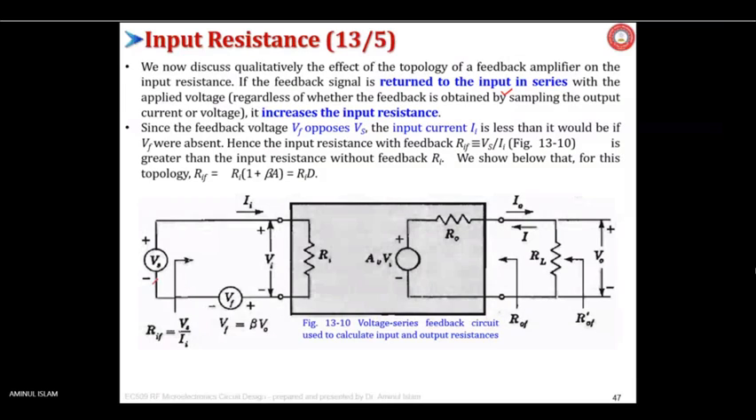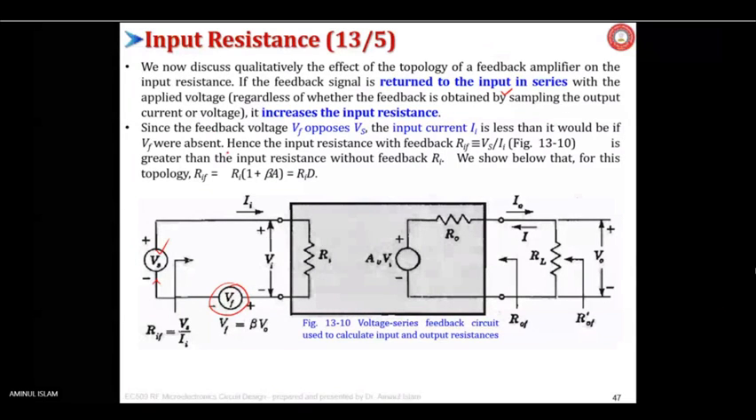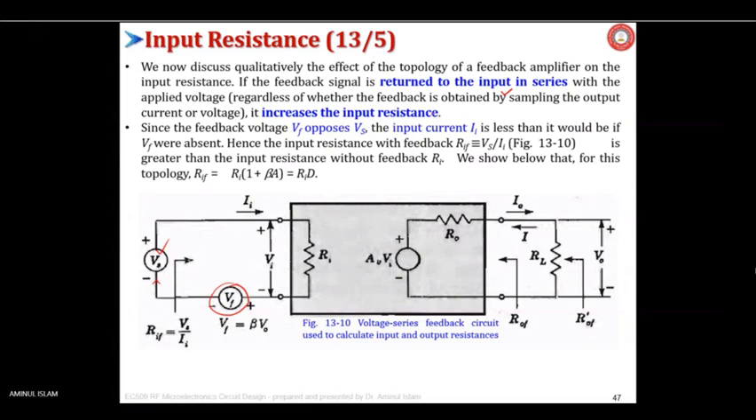This is the voltage source and your feedback voltage. Feedback voltage is the output of the beta network. So they are connected in series. So that's what is written here. If the feedback signal is returned to the input in series with the applied voltage, means this one, regardless of whether the feedback is obtained by sampling the output voltage or current, whether it is taken as voltage or taken as current, irrespective of that, it increases the input resistance. Input resistance of the whole combination is increasing.